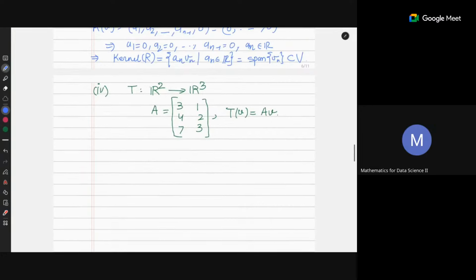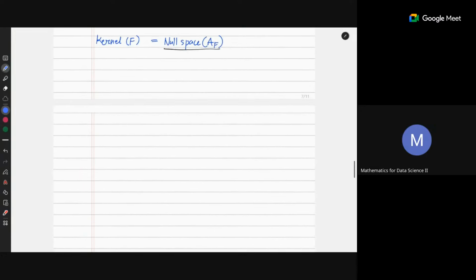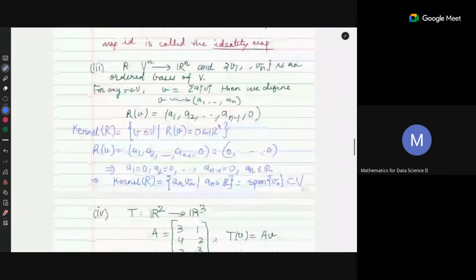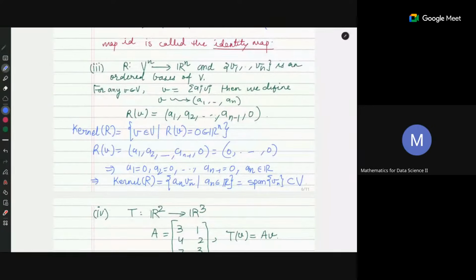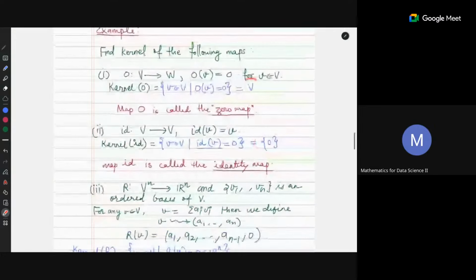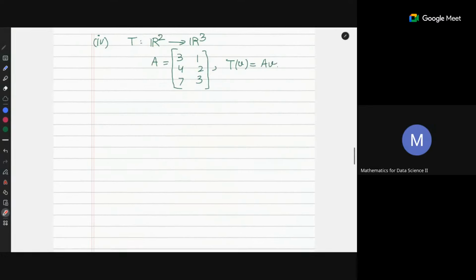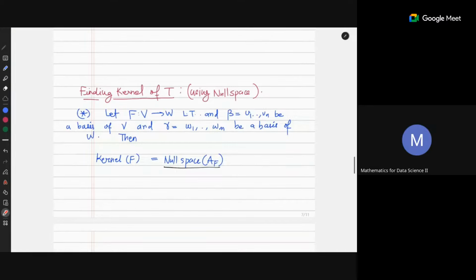Okay, let's skip this one for now and discuss the upcoming things. What you have noticed here is that we have explicitly figured out the kernel in these three examples. In the first case it was the zero subspace, in the second case it was the whole space, and in the third case it turned out to be just the span of one line, a one dimensional subspace.